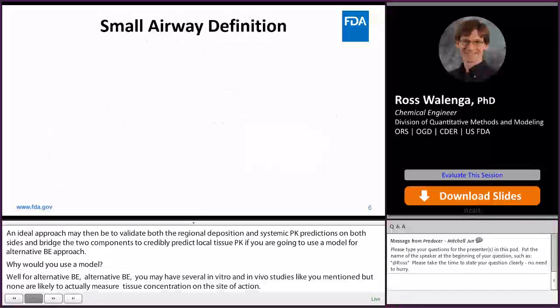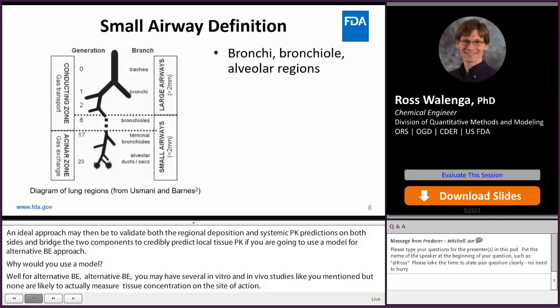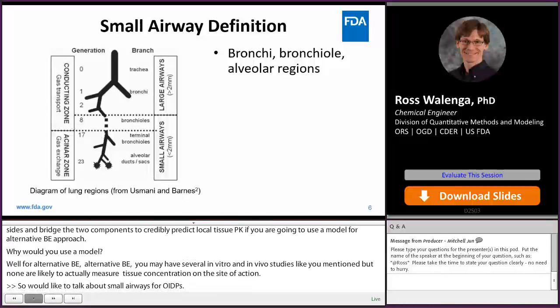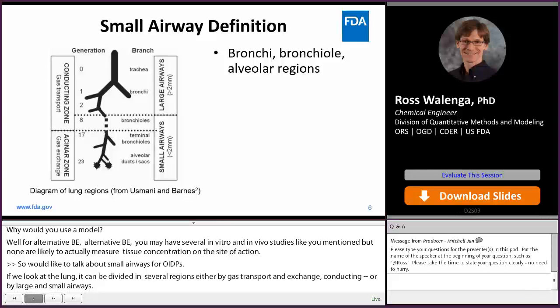So I would like to talk a little bit about small airways for OINDPs. If we look at the lung, it can be divided into several regions, either by gas transport and gas exchange, conducting and acinar, or by large and small airways. Typically for these types of drug products, we talk about large and small airways just due to differences in, say, mucus layer thickness, metabolism, things like that. There are different properties for the different parts of the lung.